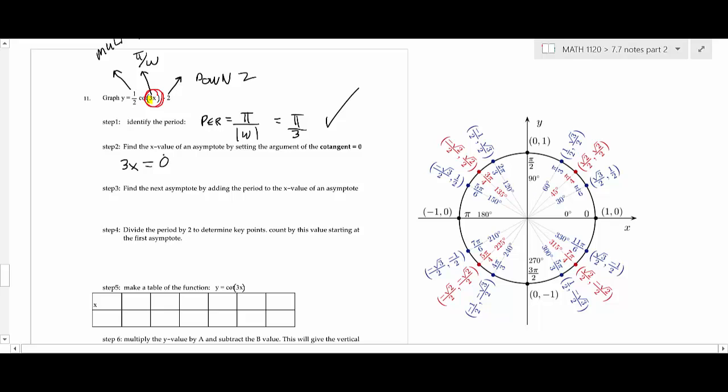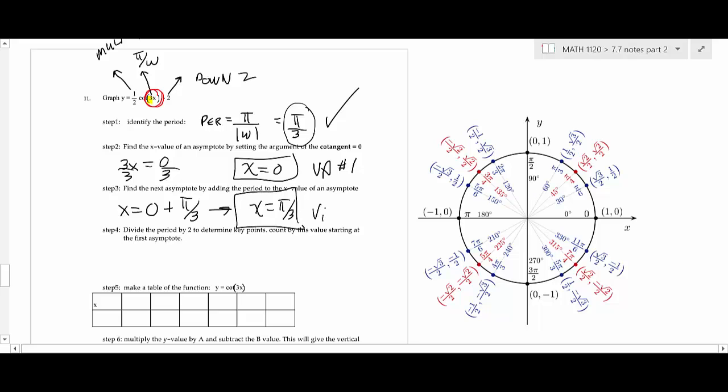Pi, right? So this is an easy equation to solve; you just do that in your head. That means your first vertical asymptote is x equals 0. That's vertical asymptote number 1. Now, for the next one, you have 2 ways to do it. You could say x equals 0 plus the period. The period is pi over 3. Once you get the first asymptote, add the period to it and you'll get the next one. So x is equal to pi over 3. That is vertical asymptote number 2. Is that sensible?